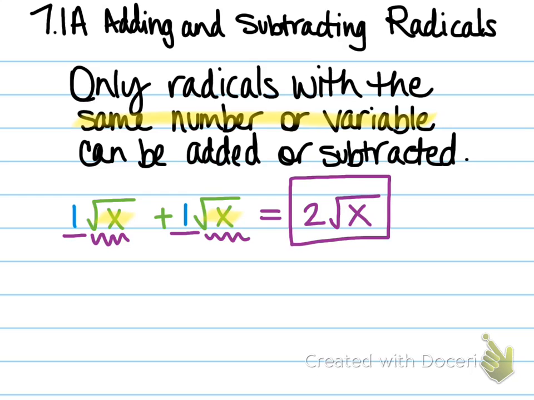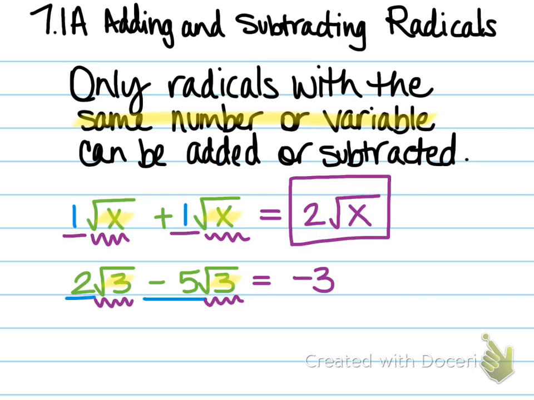So for example, if I have 2 square roots of 3 minus 5 square root of 3, these are both square roots, and they're both the square root of 3, so I can add or subtract the numbers in front. So 2 minus 5 is negative 3, and then I just put the square root of 3 on the end.